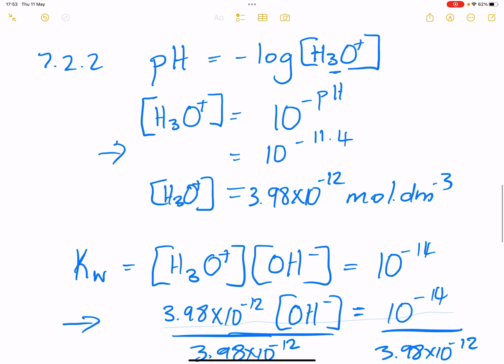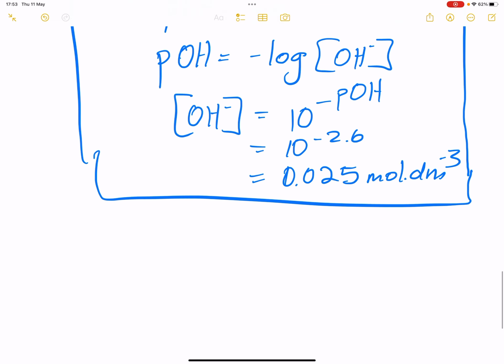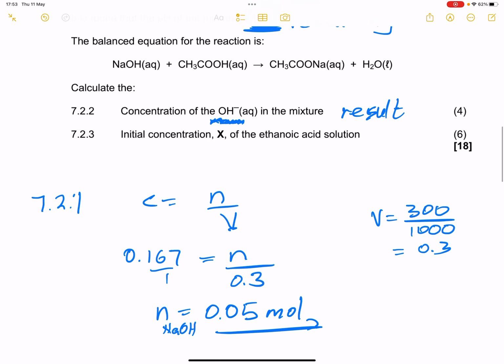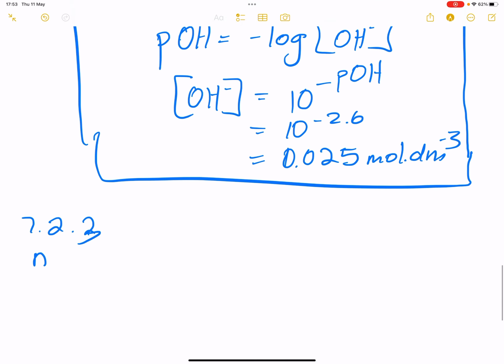So I know the concentration of our hydroxide ions, but I also know the volume of the mixture. So I can say, well, number of moles. So this is 7.2.3. Let's find out the number of moles of our hydroxide ions. We know this is going to be concentration times volume. We know this is going to be 0.025 multiplied by, now remember, what is our resulting volume?